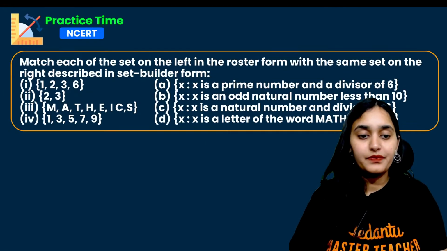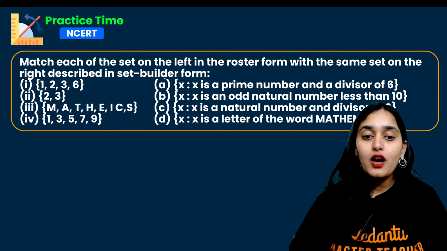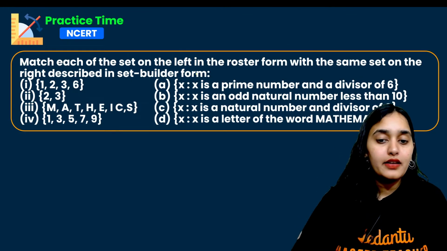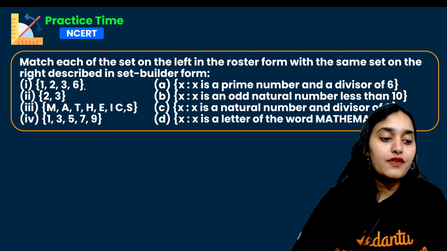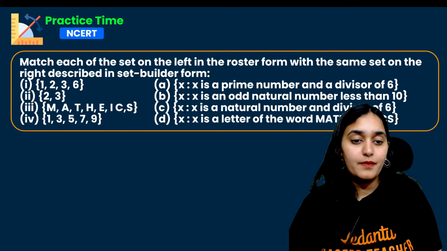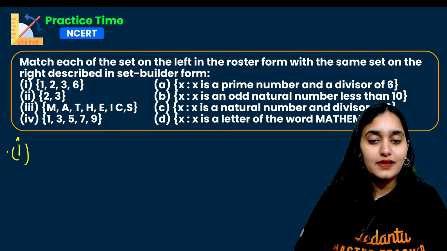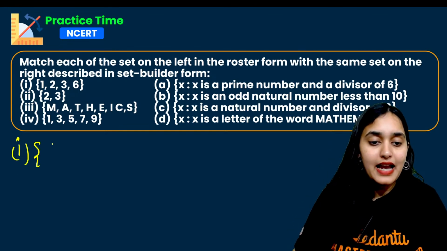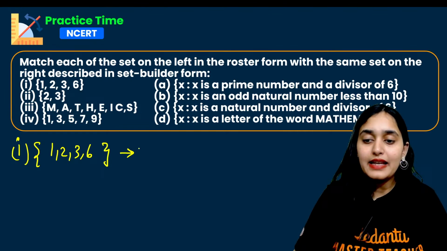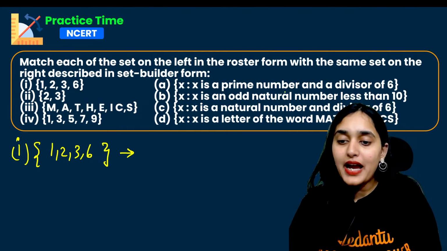Okay, fine now. Match the following on the left and on the right. This is roster form. This is set builder form. Tell me for the first one, what is the right answer? Set having 1, 2, 3, 6. Which set? X is a prime number and divisor of 6.